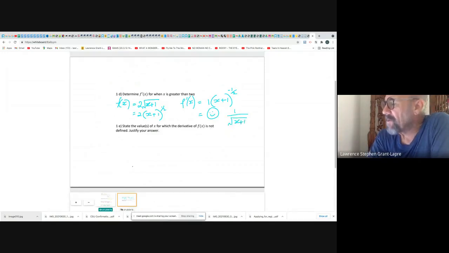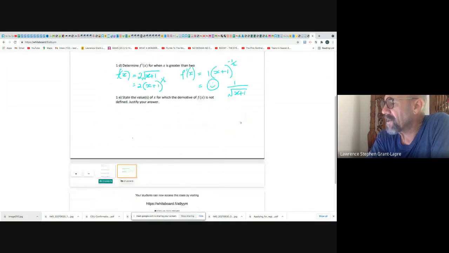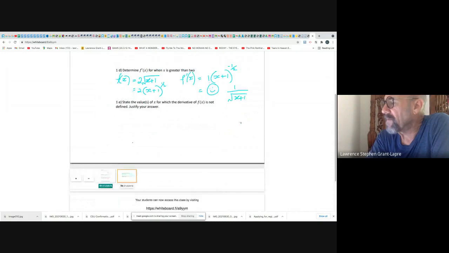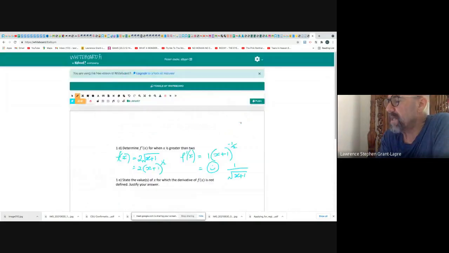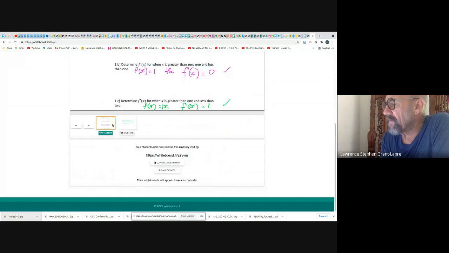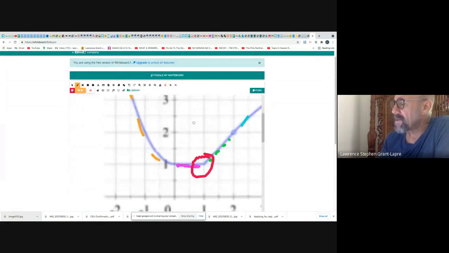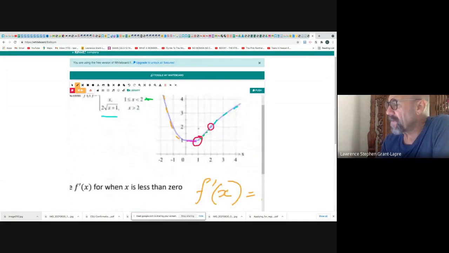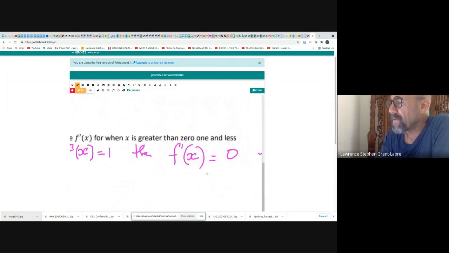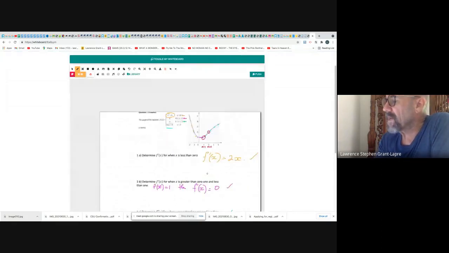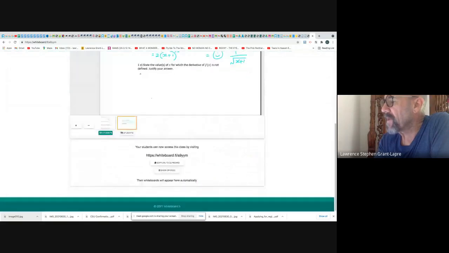State the value of x for which the derivative is not defined. Okay, let's look at the graph. Where is the derivative not defined? You can see it's smooth, and here there's a bend. There you can see there's a bend, and here there is no value for x. So when x is 1 and when x is 2, the derivative is not defined. So we'll just say values of x when x is 1.